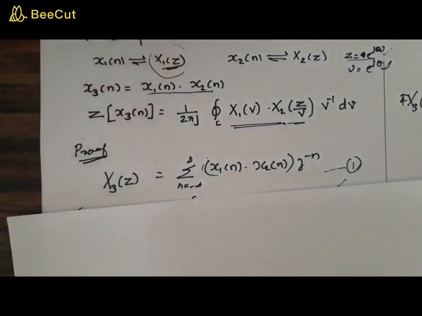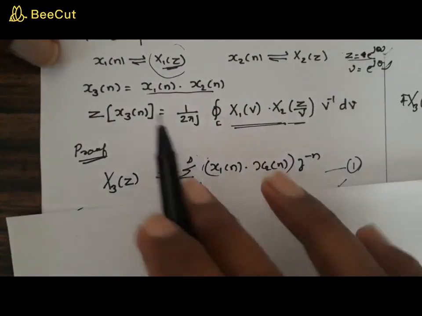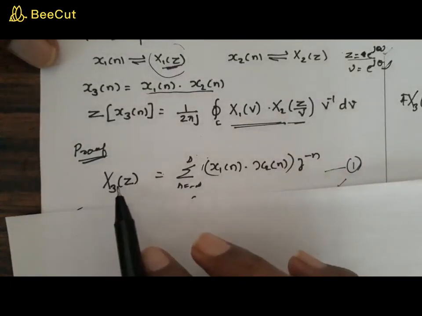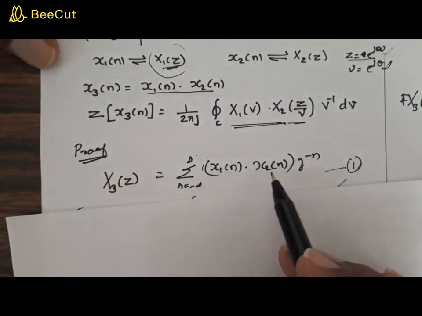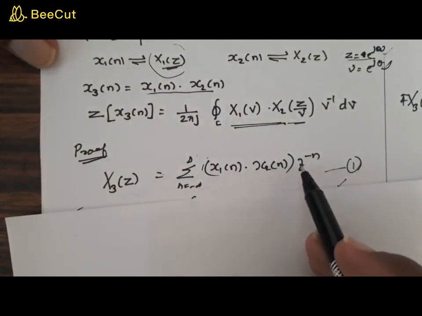Now what does this proof state? In this step you are using the expression directly, that is x3 of z is given by sigma n equal to minus infinity to plus infinity of x1 of n into x2 of n into z raised to minus n.